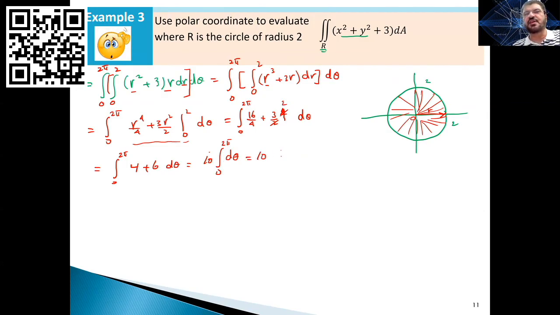The integration of d theta is theta from 0 to 2 pi. What do we plug first? We plug the 2 pi, then minus the 0. And the final answer is 20 pi. This is actually the volume of the solid whose height is this. This is the top. I don't know what it looks like, but the base is a circle of radius 2.